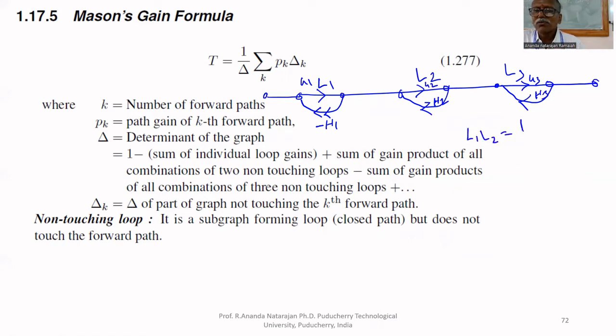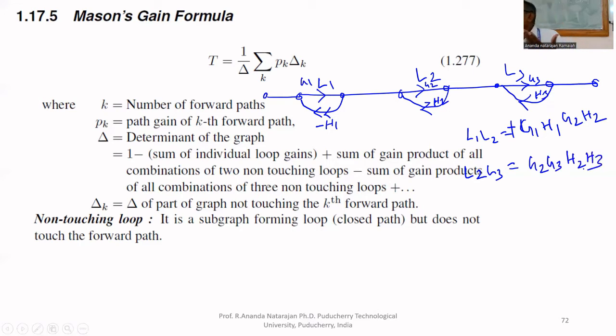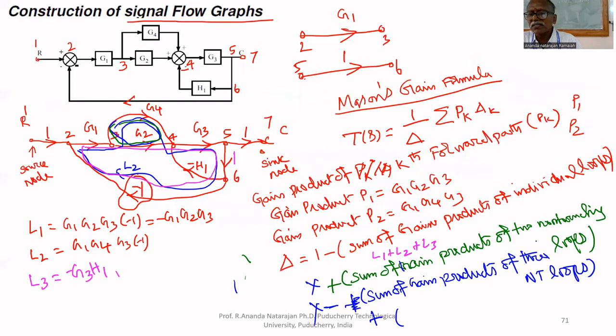For example, the second term you will get: L1, L2 equal to G1, H1, G2, H2 plus, because both are minus, that's why it becomes plus. If you consider L2 and L3, you will get G2, G3, H2, H3, positive. Why? Both are negative. Then what will you get? L1, L3. They are also not touching. Therefore, G1, G3, H1, H3. The sum of these components has to be substituted in the place of the green term.